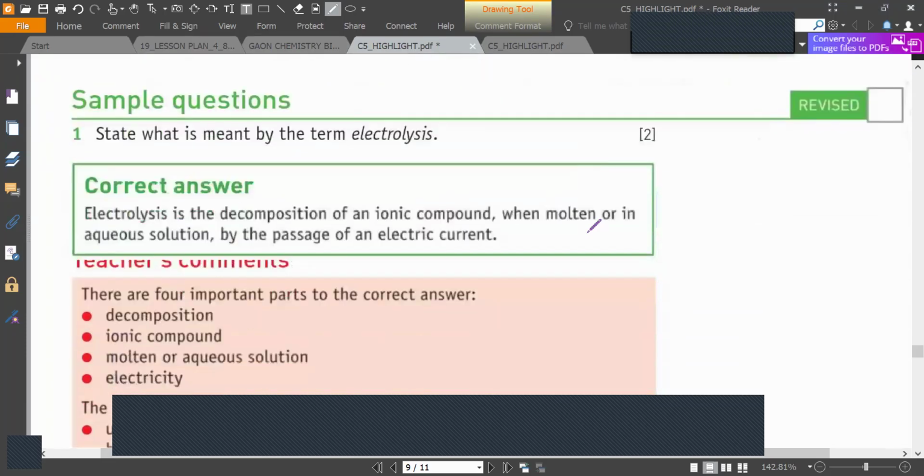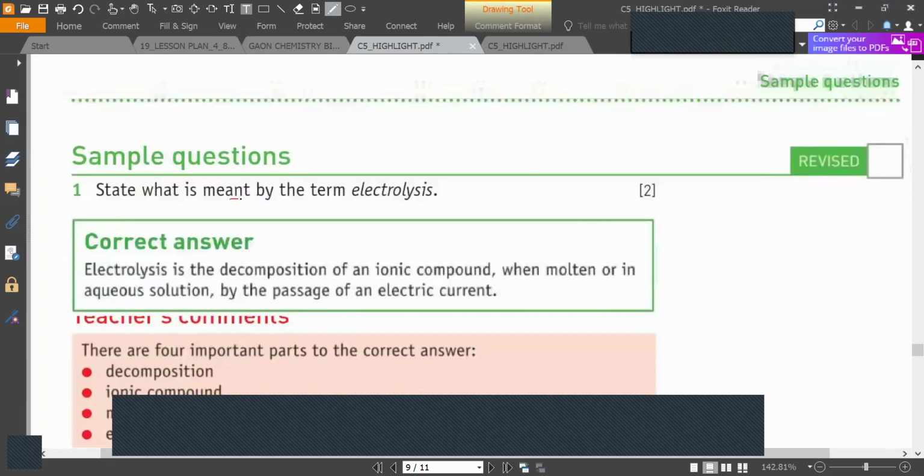Okay, sample question, we can take a look. What is meant by electrolysis? It is the decomposition of an ionic compound. We take any ionic compound, for example sodium chloride, when molten or in aqueous solution, by the passage of electric current. By decomposition, we mean we break this ionic compound down into the ions, and then the ions return back to the element.